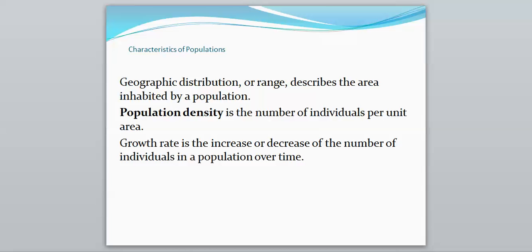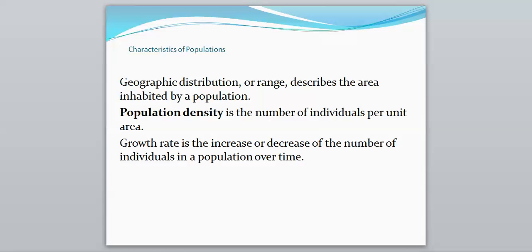And then population density, again, is another important one to know. This is the number of individuals per unit area. So that's just simply saying there are 5 people in this 1 square mile of area. That would be the population density. There are 5 people living in this 1 square mile area. That's what it means per unit area. Or it could be there are 12 fish living in that 37-gallon fish tank. That could be, again, the population density of the fish tank.